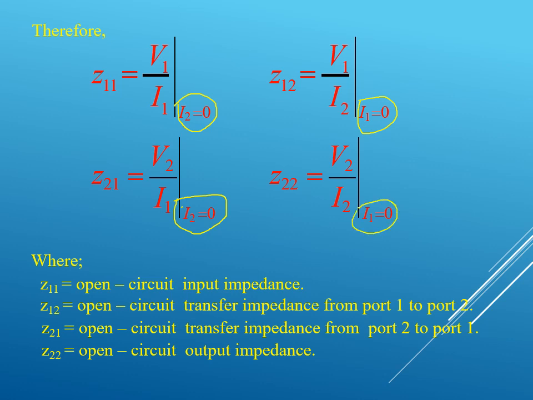So here we can see that in all the four cases the Z parameter is the ratio of voltage and current when one of the currents, on either the input side or the output side, becomes 0.